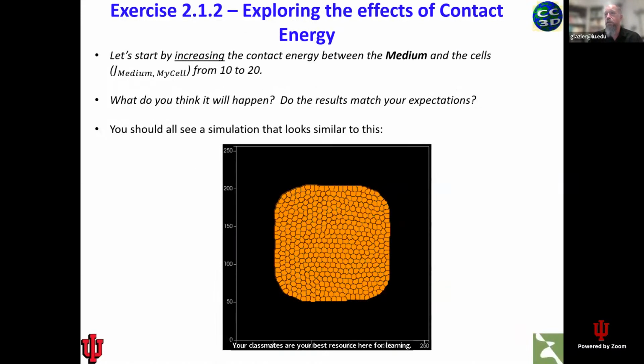Okay, I got something that looked like this when I increased the contact energy between medium and cells. And in fact, what's happening is the cells are getting pushed together more because they don't want to stick to medium. And if we were a little bit further along and could measure the total area of the aggregate, what you would see actually is the aggregate shrinks a little bit compared to what we had before with 10 and 10. All right.